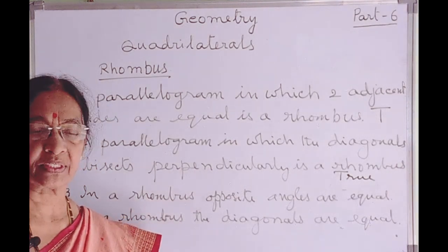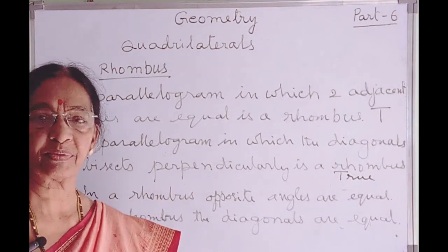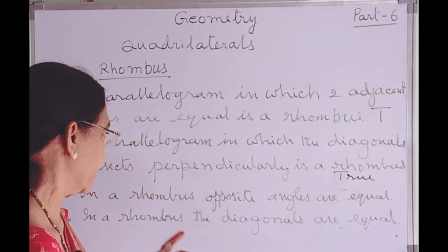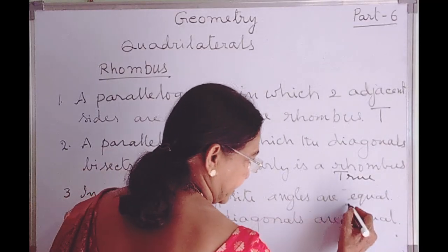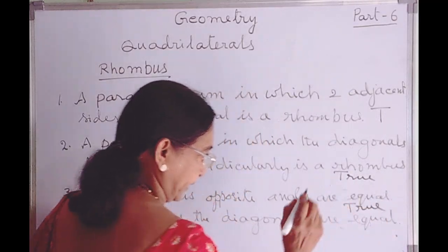So opposite sides are equal both in the case of a parallelogram and a rhombus. Therefore, opposite angles are equal is also a true statement.